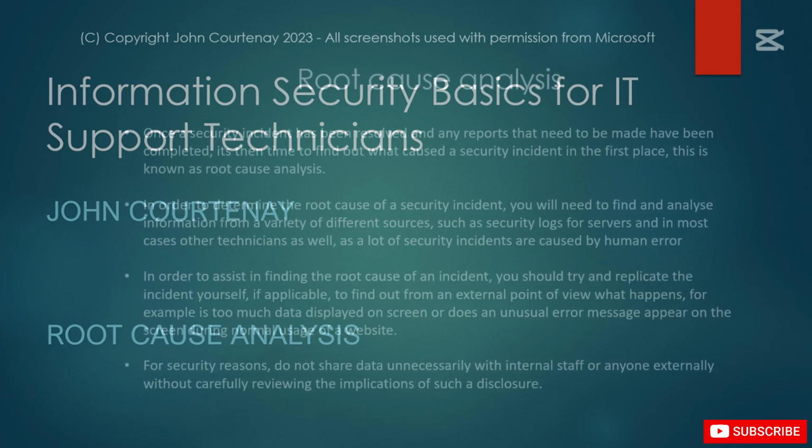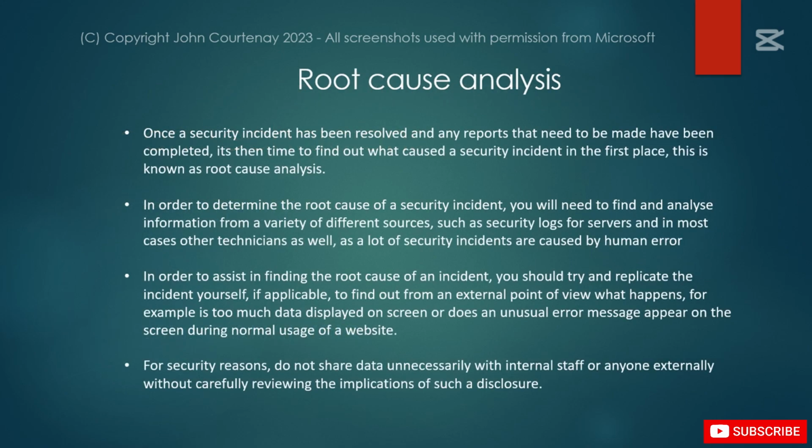Once a security incident has been resolved and any reports that need to be made have been completed, it's then time to find out what caused a security incident in the first place. This is known as root cause analysis. In order to determine the root cause of a security incident, you will need to find and analyse information from a variety of different sources, such as security logs for servers and in most cases other technicians as well, as a lot of security incidents are caused by human error that could have occurred several months before an incident. An example being that updates weren't applied to certain servers when they should have been.